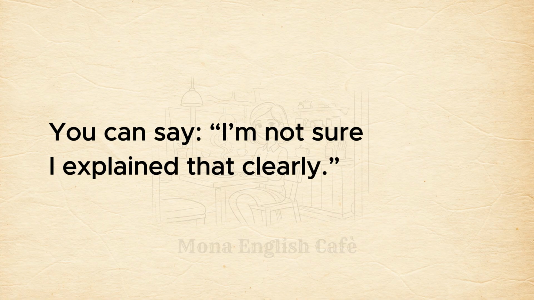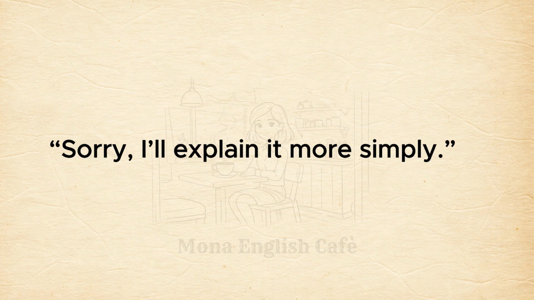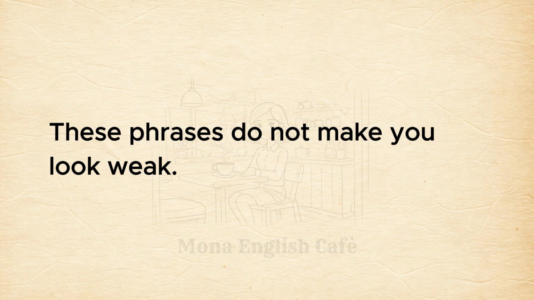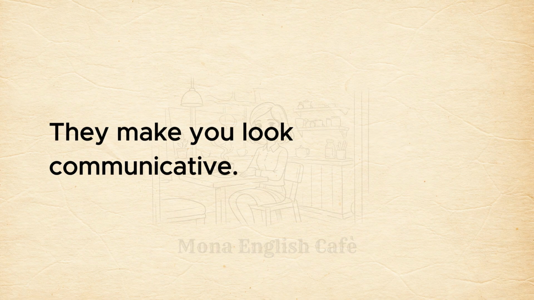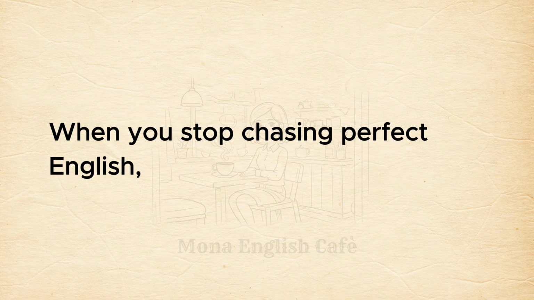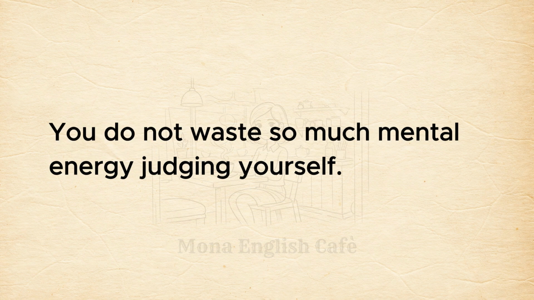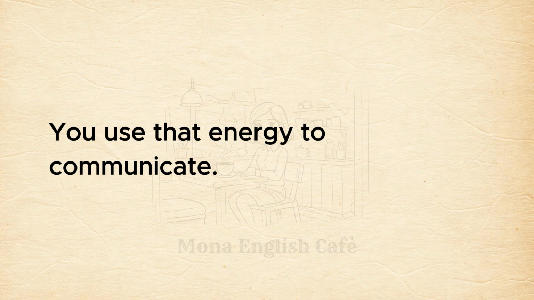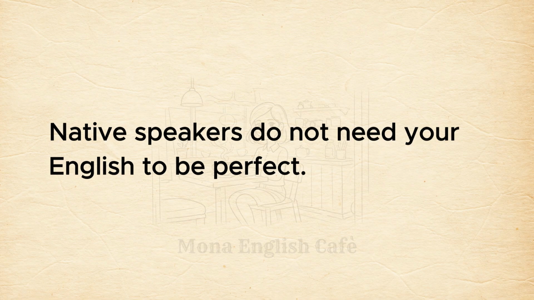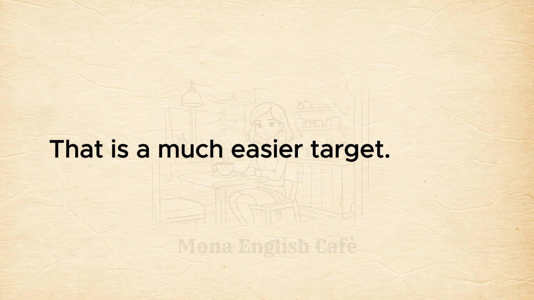You can say, "I'm not sure I explained that clearly." "Let me say it another way." "That's not exactly what I mean." "Sorry, I'll explain it more simply." These phrases do not make you look weak, they make you look communicative. They show that you are trying to be understood. When you stop chasing perfect English, your reply becomes faster. You do not waste so much mental energy judging yourself. You use that energy to communicate. Native speakers do not need your English to be perfect. They need your meaning to be clear. That is a much easier target.